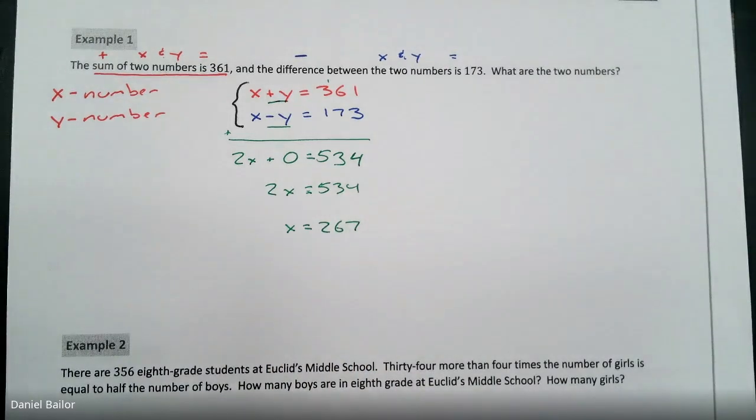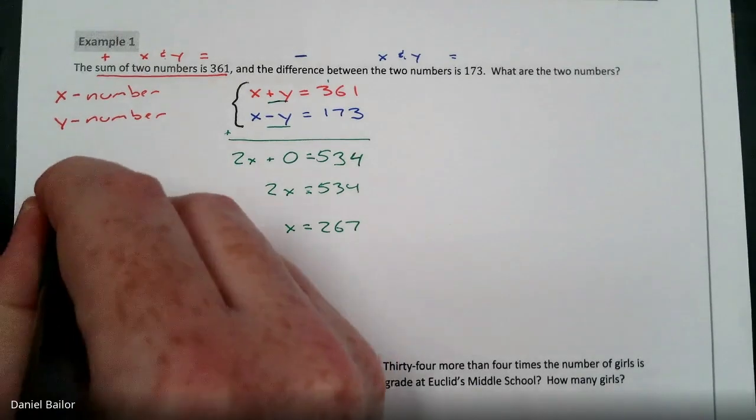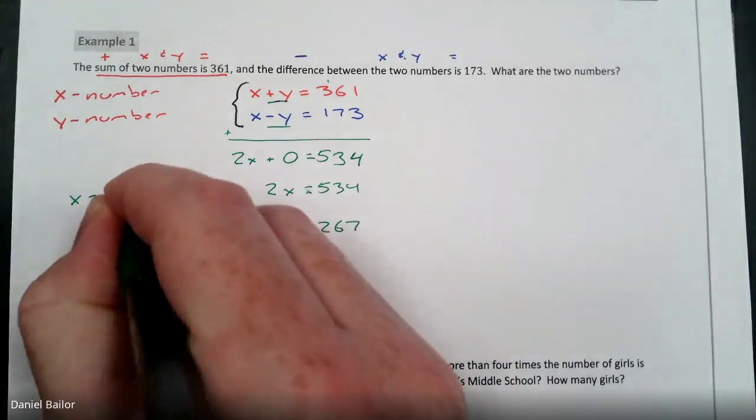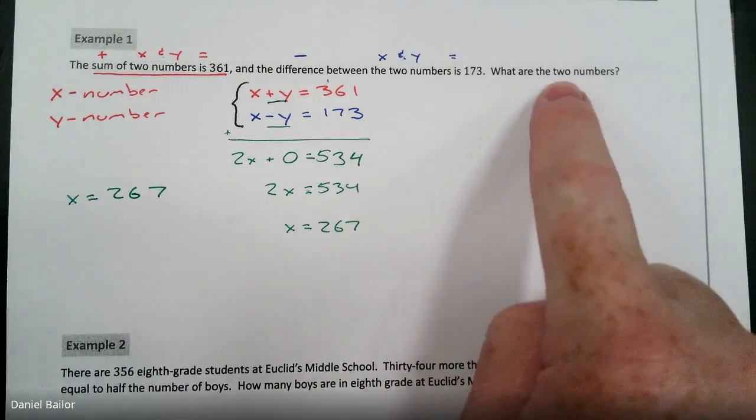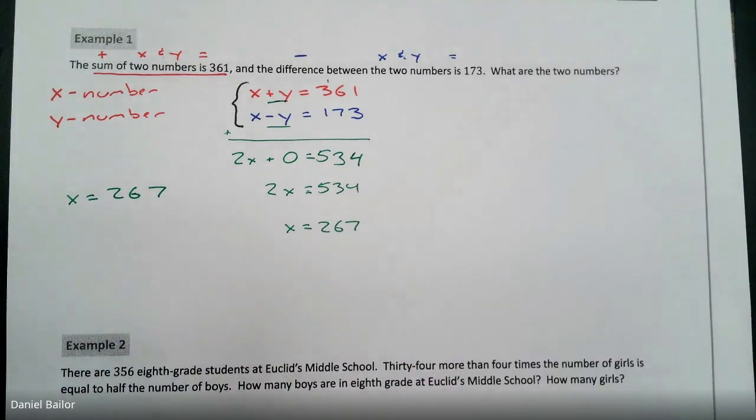Let me check and make sure that's correct. 267, that would be 34 plus, yep, I'm right. 267. So x is 267, which is good. I know x equals 267. That's the first number. I still need both numbers because it's asking what are the two numbers.